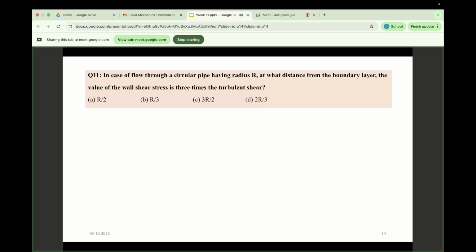So it's a numerical question. In case of flow through a circular pipe having radius R, at what distance from the boundary is the value of the wall shear stress 3 times the turbulent shear stress? So please try to answer. I am just giving you this formula: shear stress due to turbulence is equal to the wall shear stress times (1 minus y by R).